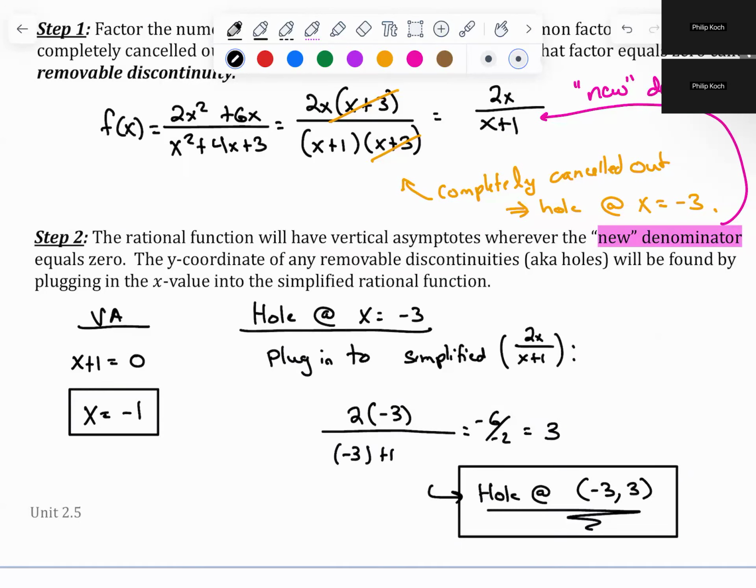I wrote that very quickly, so we'll recap. I'm realizing we have to go over horizontal asymptotes, we have to go over slant asymptotes, and then we also have to go over graphing. So we are not going to be able to finish this section today, which means that the homework will be extended until next week.